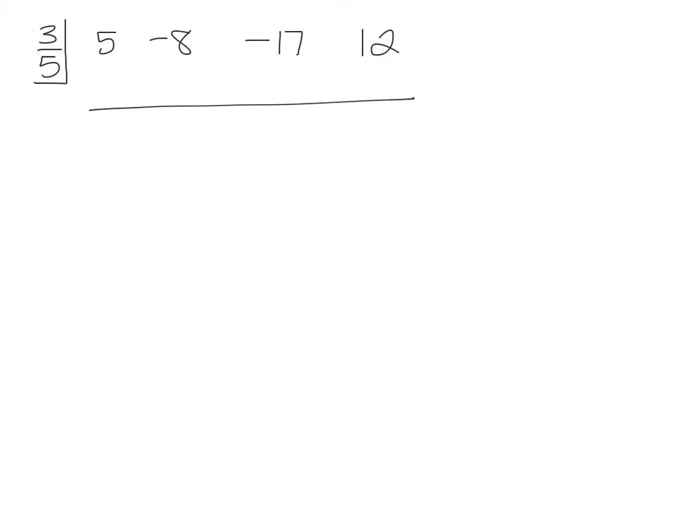So 3/5 is what I'm going to put in the box. And my coefficients now are 5, oops, no comma needed, -8, -17, and 12. 5, -8, -17, and 12. Okay, we're going to multiply and add. So 3/5 times 5 is 3, -5, -3, -20, and then 3/5 times -20, thankfully, is -12.